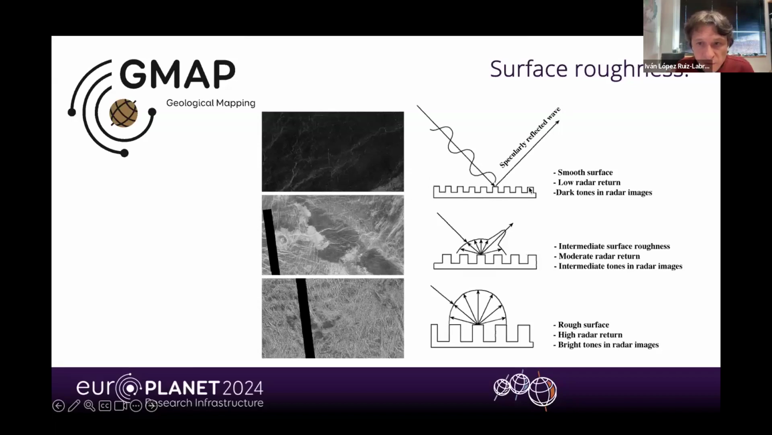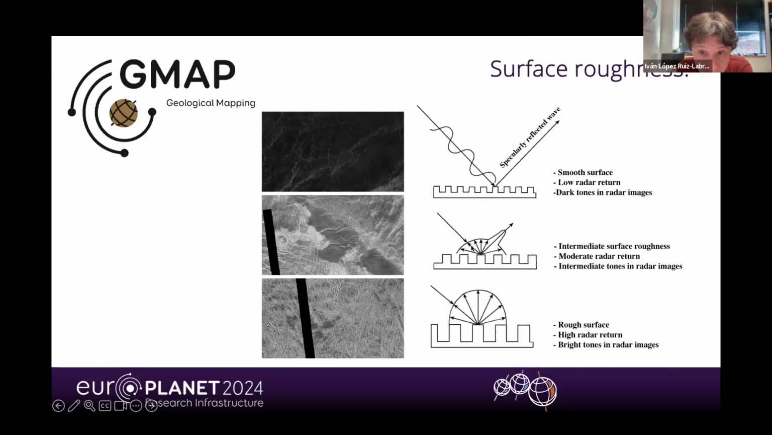For example, a smooth surface like this one is going to specularly reflect most of the energy, and this is going to produce a low radar return. So the pixels of a surface like this are going to be dark pixels. So when you see dark things in a radar image, what you are seeing is really a smooth surface.